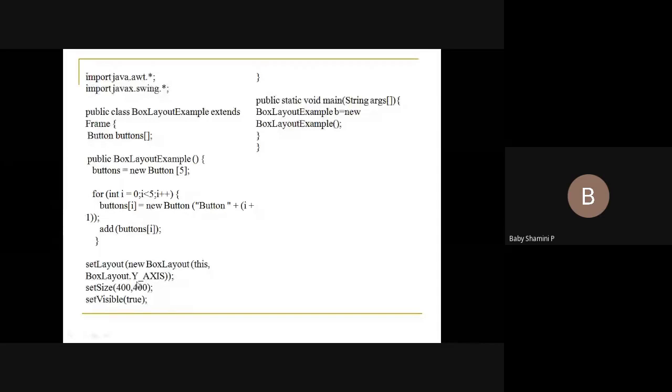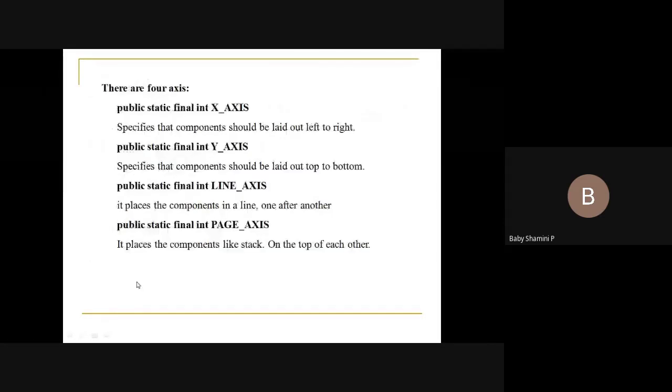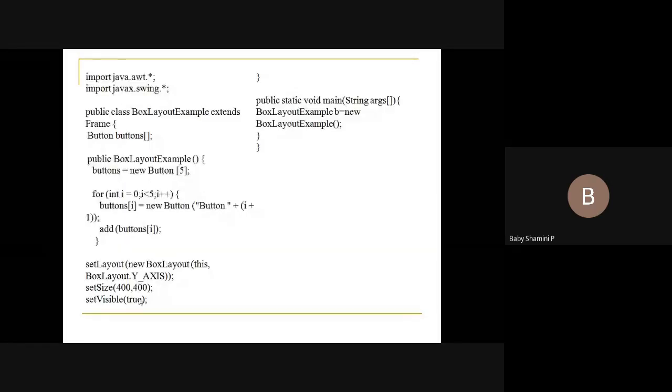So y-axis, in the sense top to bottom, it allocates all the components. I will show the demonstration. Here I'm going to set the size of the region and visibility is true. This is box layout.